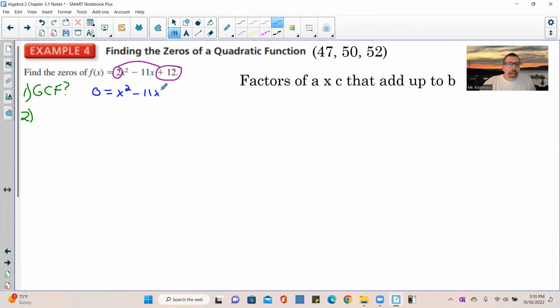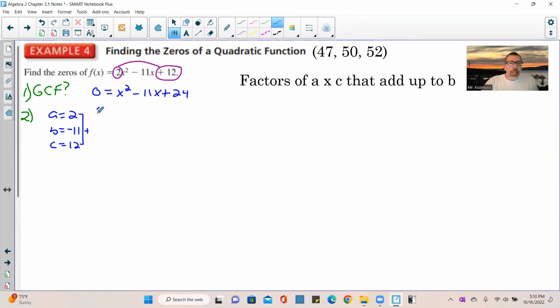Minus 11x plus 2 times 12 is 24. Okay, now I have an A that equals 1, a B that equals negative 11, and a C that equals 24. And that is my A times C, basically. So actually, I don't want to write that. Let me put the actual A, B, and C so I don't confuse you. A is 2, B is negative 11, C is 12. I want factors of A times C that add up to negative 11.